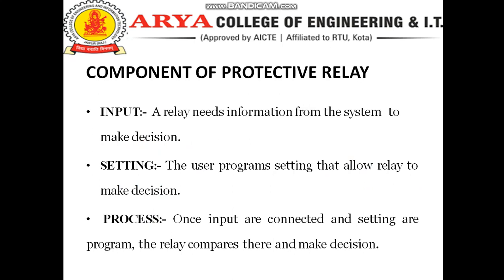Next, in this slide, we discuss the components of a protective relay. First one is the input. A relay needs information from the system to make decisions. Second one is setting. The user programs settings that allow the relay to make decisions. Third one is process. Once inputs are connected and settings are programmed, the relay compares them and makes a decision.